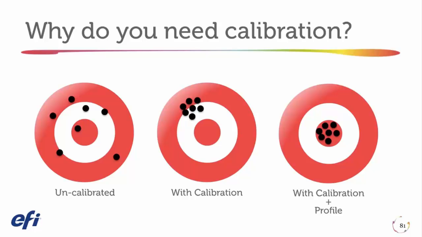So when you look at the bullseye, you've got consistency, which a lot of people are happy with, but if you want consistency and accuracy, the highest recommended workflow for color is to calibrate and profile. And a lot of high-end shops do this. It's a common workflow.